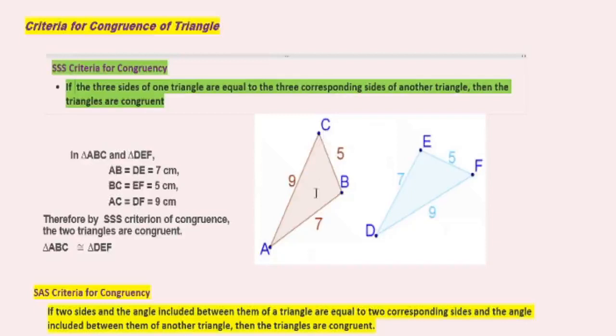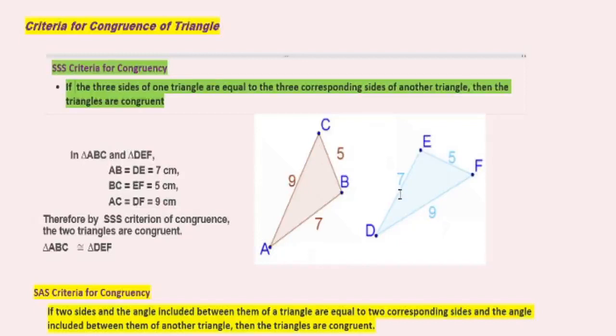For example, look at these two triangles. First one triangle ABC, second one triangle DEF. Here you can see AB equal to 7 centimeters and DE also 7 centimeters. So we can write AB equal to DE equal to 7 centimeters. Second, BC equal to 5 and EF is 5, that is BC equal to EF equal to 5 centimeters. Third, AC equal to DF equal to 9 centimeters.